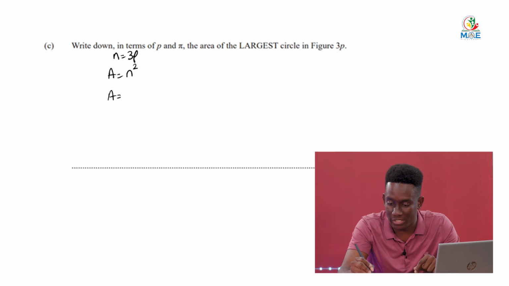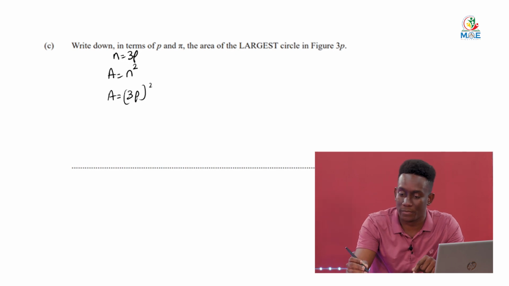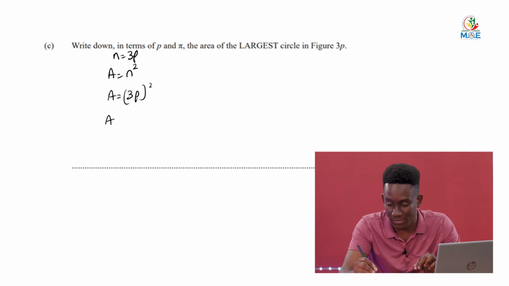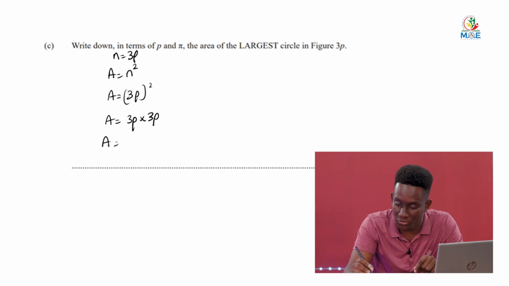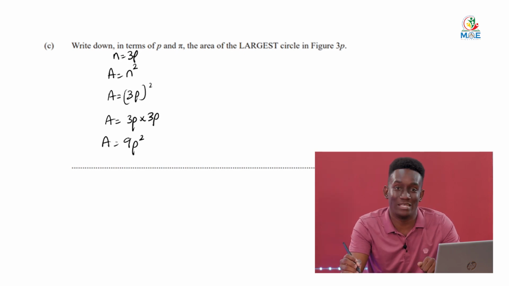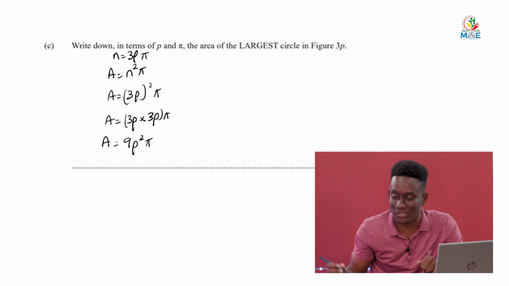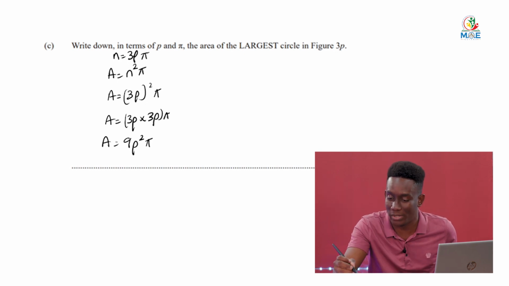So to find the area of this, it would be 3p squared. So 3p all squared would be the same thing as 3p multiplied by 3p. So the area here would be 3 times 3 is 9, and p times p would be p squared. So the area of the largest circle in figure 3p would be 9p squared. And of course, we must express this in terms of pi. So all of this here, we just add in pi. So you have to include pi in our answer because they want it in terms of p and pi.